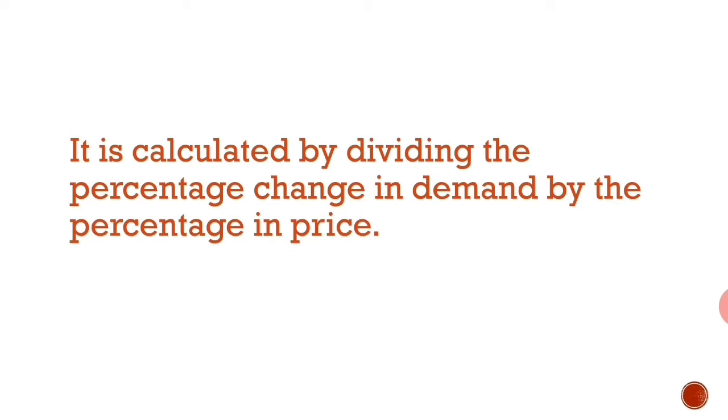It is calculated by dividing the change in demand for that commodity by the percentage of change in the price of that commodity. It is calculated by dividing the percentage change in demand by the percentage change in price. So we will explain this with the help of formula given.